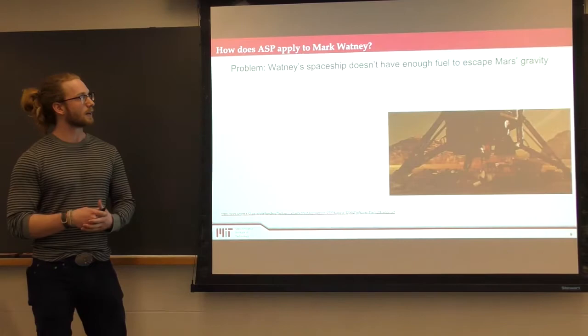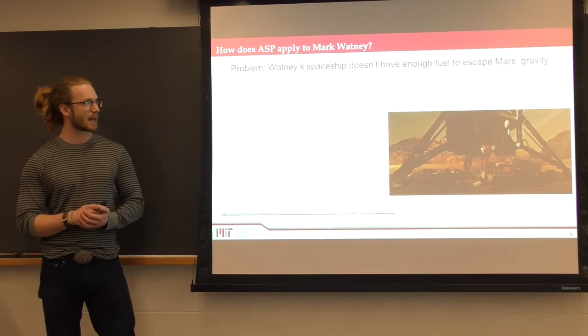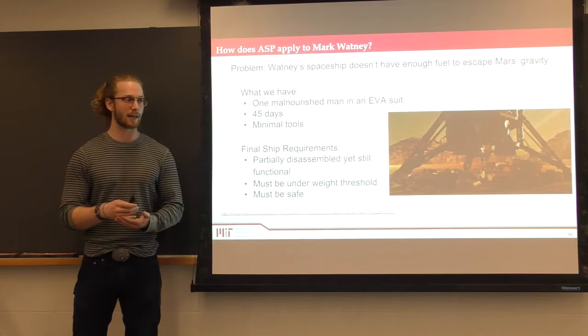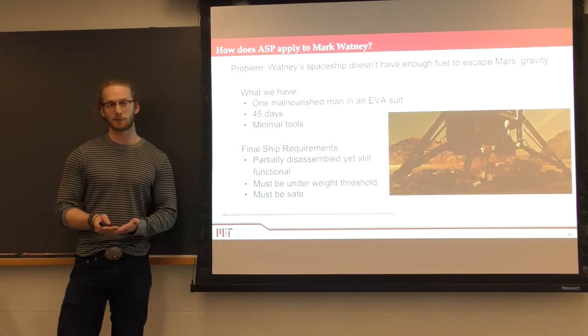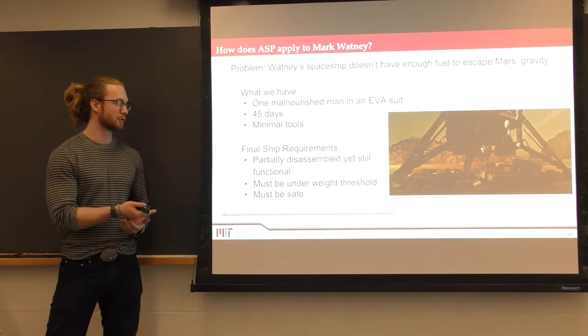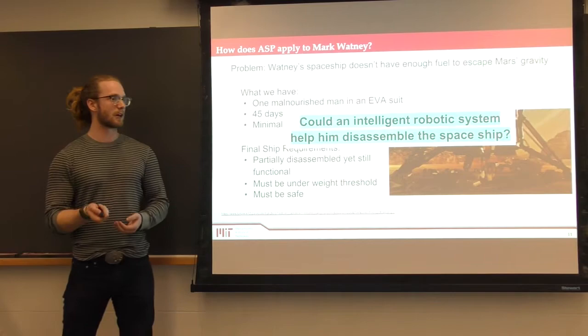So how does this apply to Mark Watney? Well, if you remember towards the end of the book, we had this problem, right? Where Watney's spaceship does not have enough fuel to take him off Mars. So what we have is one malnourished man in an EVA suit, 45 days and minimal tools. And what we need is a partially disassembled ship that's still functional, under a weight threshold, and still safe, right? So here we can see how vitally important it is to Watney that he has an efficient plan for disassembling this spaceship, right? Because if he's not efficient about how he spends his time, what parts he takes off when, he could not be able to completely disassemble or reach the weight threshold in the amount of time he has to make his escape from Mars. So can we develop an intelligent robotic system to help him do this? That is the question we're trying to answer.